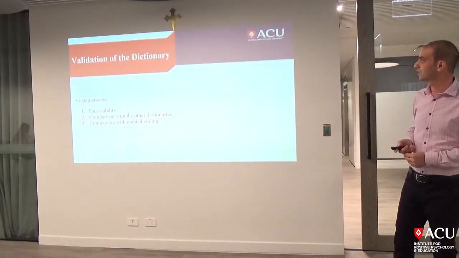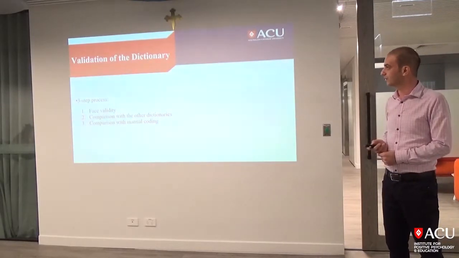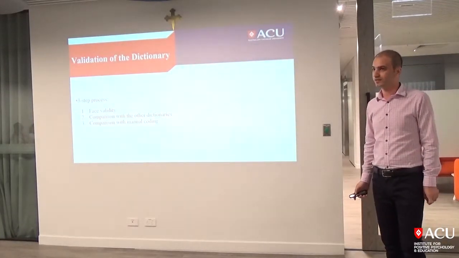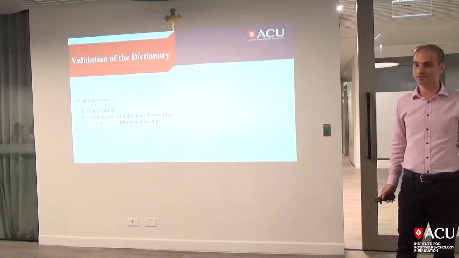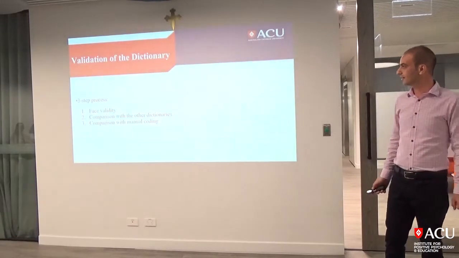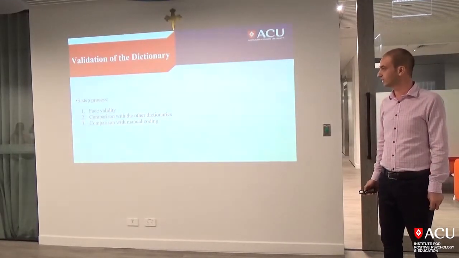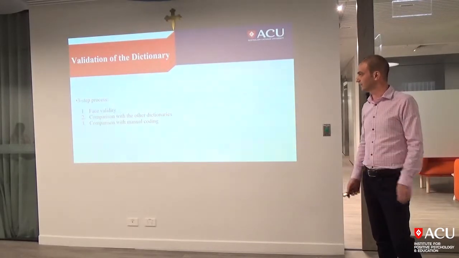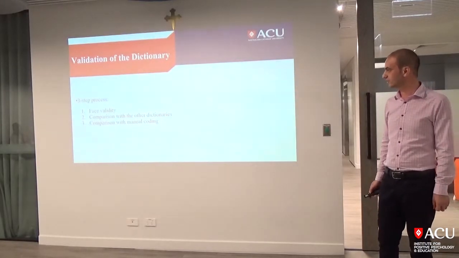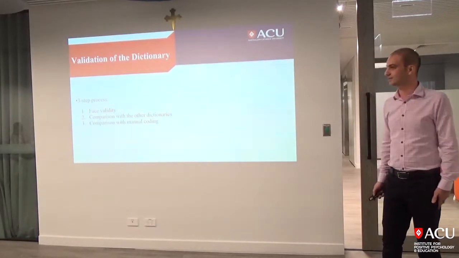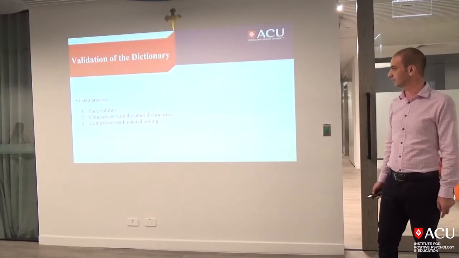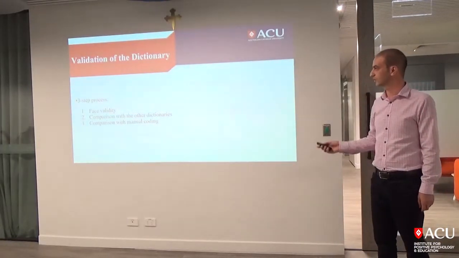The validation of the dictionary would be through three processes. First, content validity, in which I will ask a group of experts to determine if the collected words are conceptually related to the category, and then that dictionary will be compared with other similar dictionaries to see if it has better performance than others or not, and finally it will be compared with manual coding.